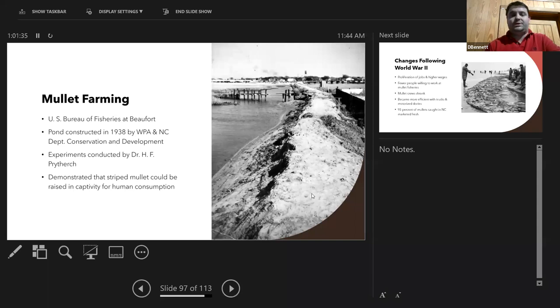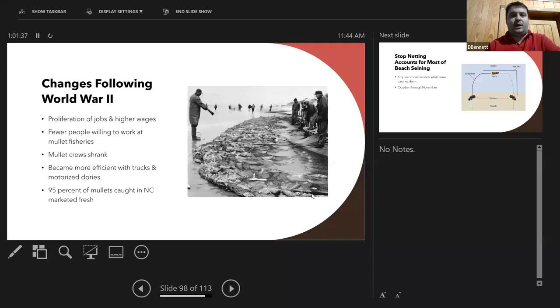But it's interesting. And so there's all these changes within the mullet fishery that start happening after World War II. You know, after the war, there's all these jobs, there's higher wages. And so people are more reluctant to engage in fishing for mullet at these fisheries along the shoreline. And so these crews start to shrink. And because there's less manpower, they have to become more efficient.